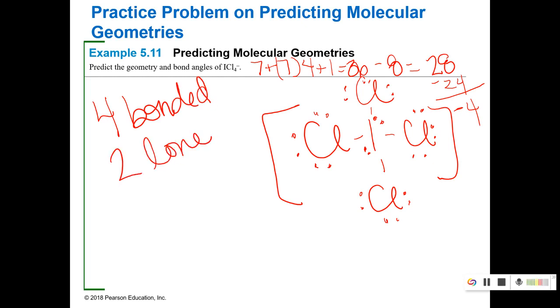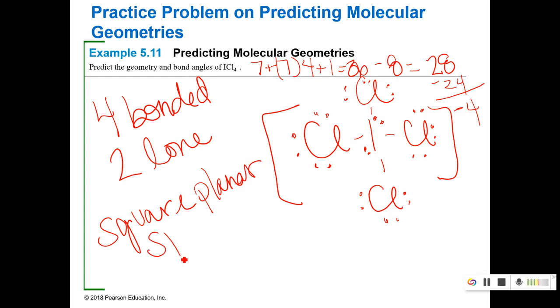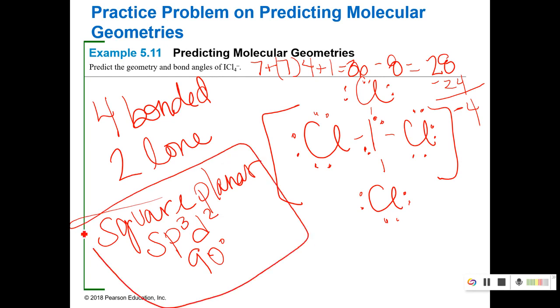and 2 lone pairs on the center, which is an octahedral electron geometry, but this is square planar, which is sp3d2 and 90 degrees. I do want to give you a little hint on the hybridization if you don't want to have to memorize it. Look, I've got 1 s, 3 p's, and 2 d's. That is equal to this total amount, 6. So they're always going to do that. The exponents will always add up to the number of total electron groups.